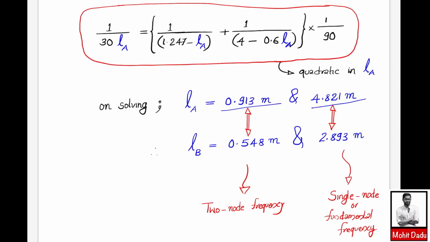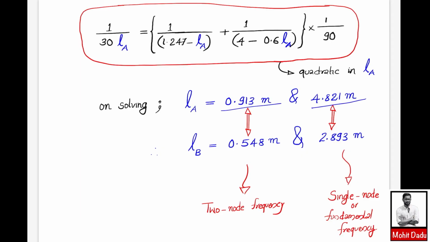So there are two combinations of these LA and LB values. And these two combinations will be representing the two node case and single node case. You can identify the two node and single node case based on the value of LA. In this figure, the L1 value was around 1.247 and the L2 value is 4 meter. So if LA is lesser than 1.247, here 0.913, and LB, which is 0.548, is lesser than that 4 meter, then this will be representing the case of two nodes.